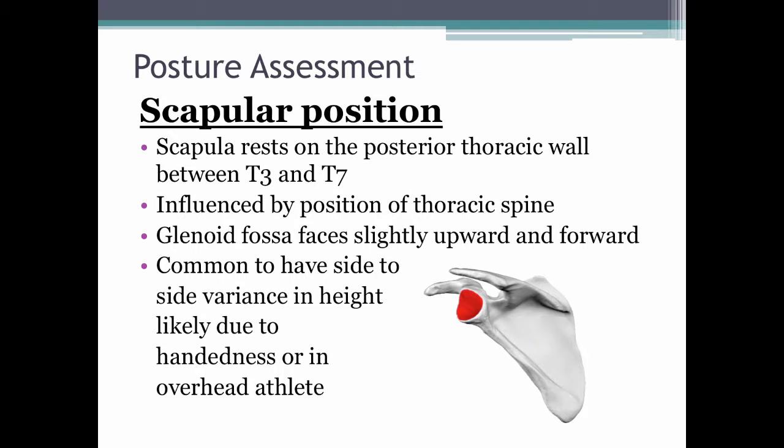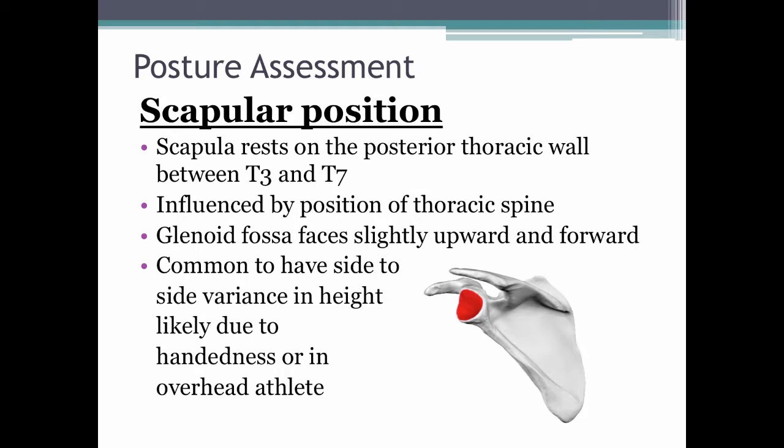So the postural assessment is really important to look at the position of the scapula. The scapula normally rests on the posterior thoracic wall between T3 and T7. The scapulothoracic part of the joint is not a true joint, in that two bones are not articulating. You've got muscle on each side that's actually moving. So you have some variance, basically due to handedness.